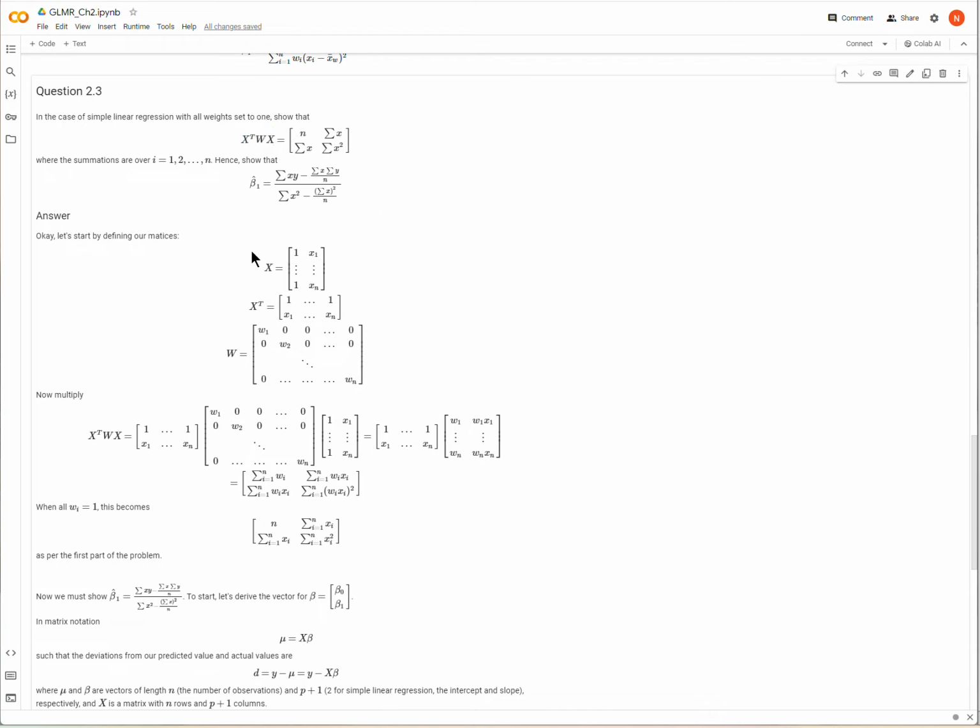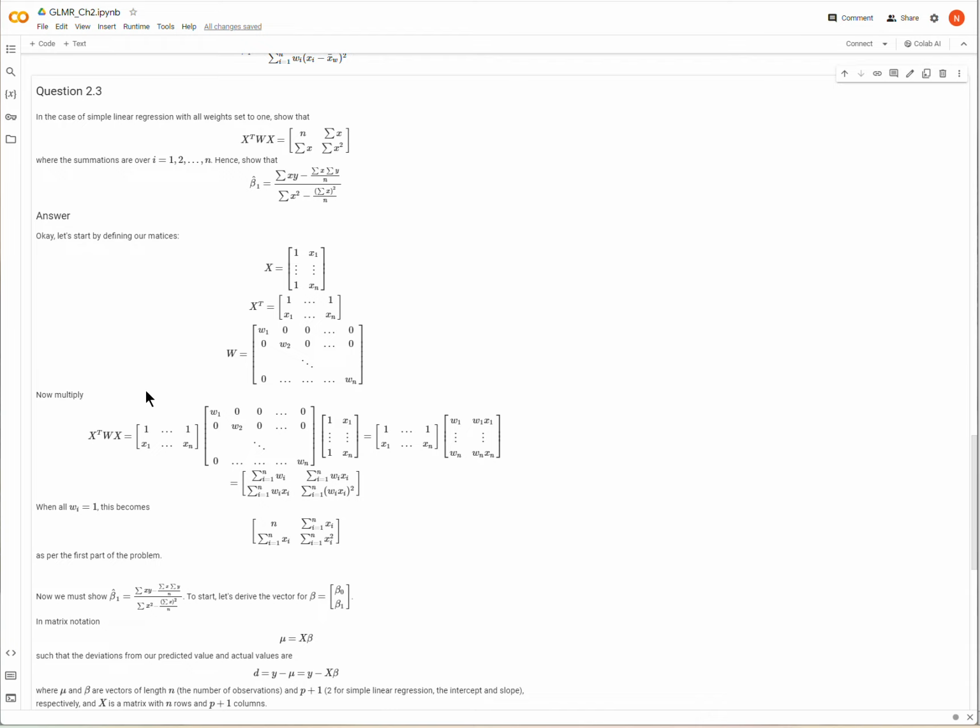So let's first try to get this expression right here. I'm going to define our matrices. X is right here: we have one column for the intercept, and one column for the observed predictor variable. When I transpose this, I just knock it over onto its side, and it becomes this right here. Then my W matrix is a diagonal matrix: the weight of the first observation, the weight of the second observation, and so on, all the way to the weight of the nth observation. Everything else is zeros.